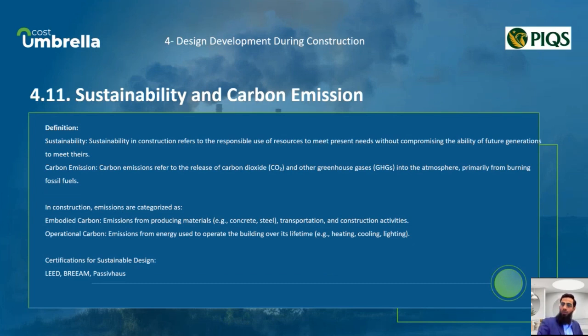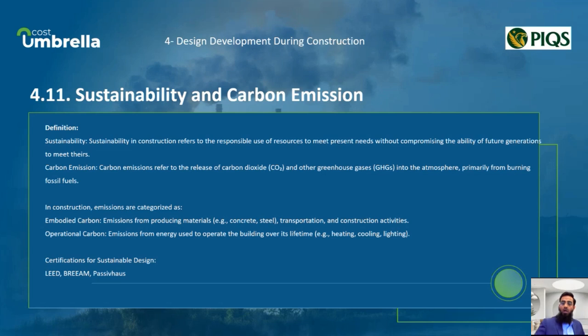Sustainability and carbon emission are also something we have to take care of in the design. But first, let's define what we mean by sustainability in construction. Sustainability refers to the responsible use of resources to meet our present needs without compromising the ability of future generations to meet theirs. This means that throughout a project, we strive to minimize waste and use resources efficiently, always keeping in mind the long-term impacts of our decisions.